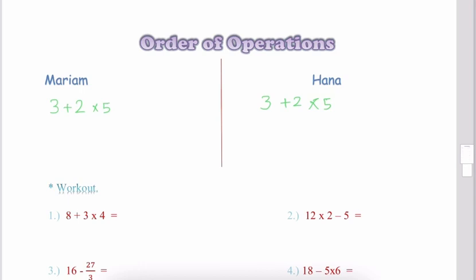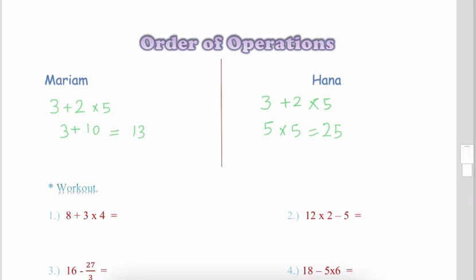Now, let's start with Hannah. Hannah said, I will add 3 plus 2, this is 5. Then I would multiply this by 5, and my answer in this case would be 25. But Mariam said, I will multiply first. 2 times 5, this would be 10. Then I would add 3. Then my answer would be 13.